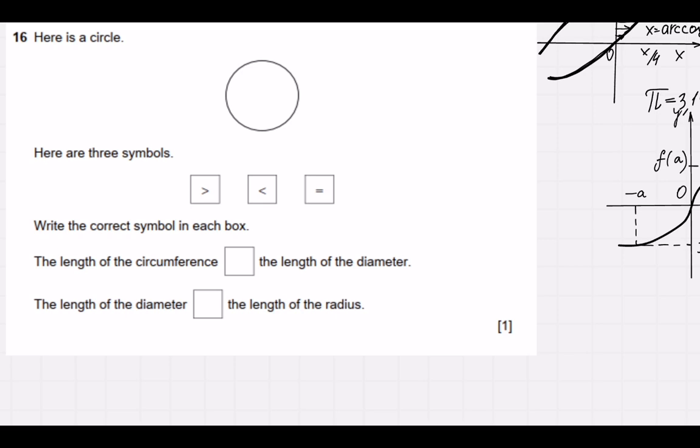We have a circle here. The length of the circumference is what? Compared to the length of the diameter, for sure the circumference is greater than the diameter. What about the length of the diameter and the length of the radius? The diameter is larger or longer than the length of the radius.